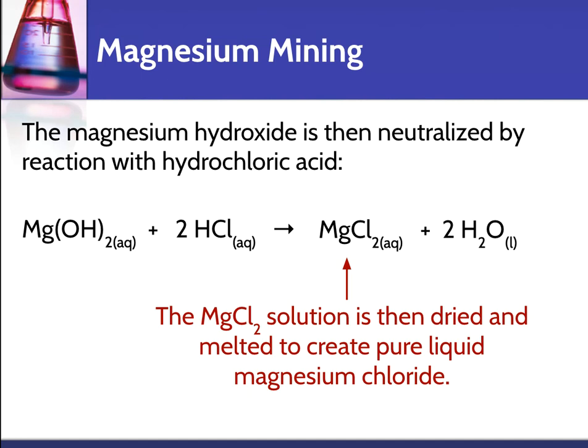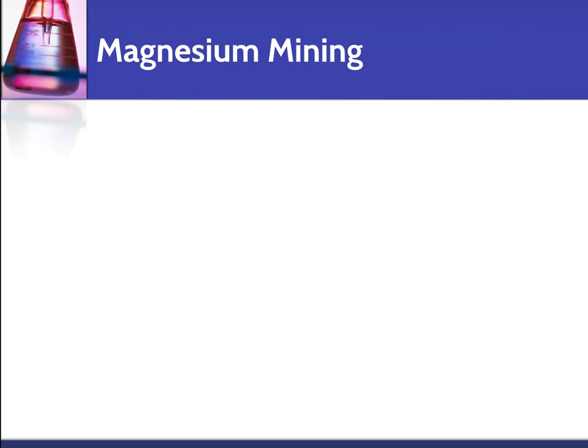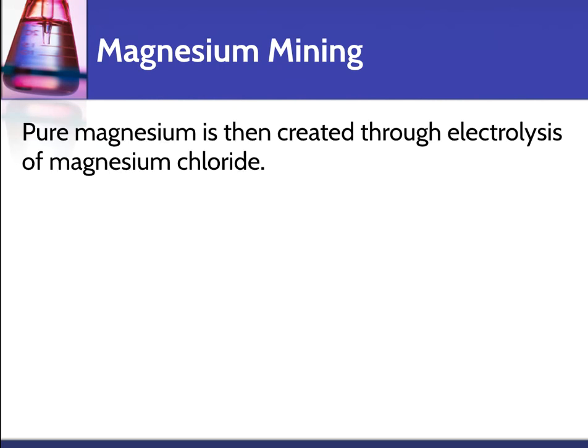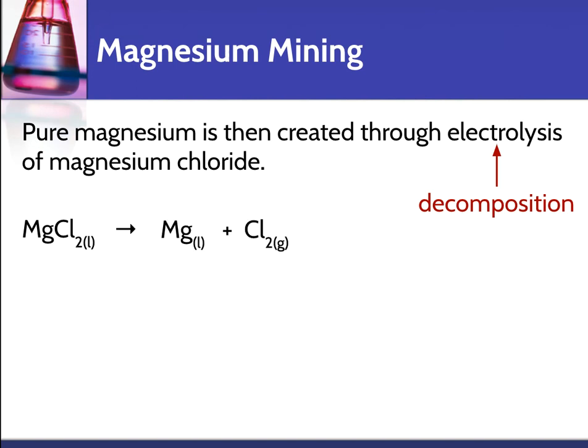If the solution is dried and then melted, it can create a pure liquid magnesium chloride. This pure liquid magnesium chloride is then used to create pure magnesium through electrolysis. So here's our liquid magnesium chloride. We're going to do electrolysis, which is a decomposition reaction using electricity. We're going to decompose the magnesium chloride into pure magnesium liquid and chlorine gas. So after all those steps, we have reached pure magnesium.